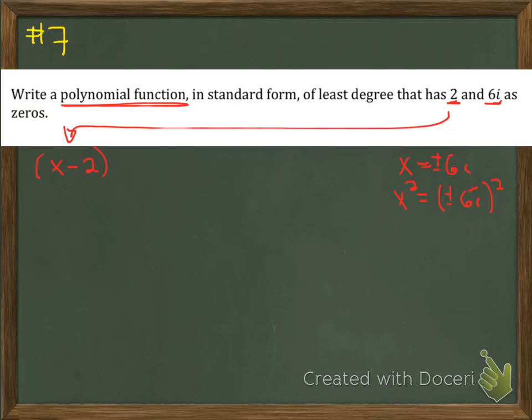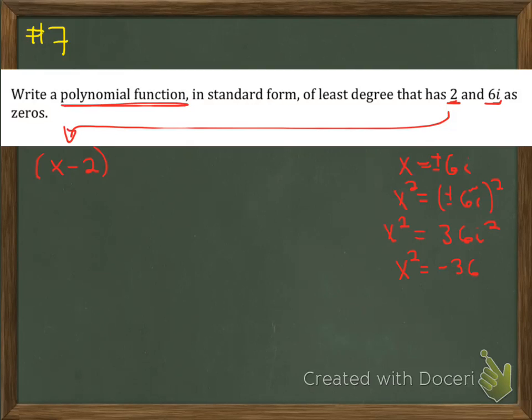So now if we square that, we'll have x squared, and remember we have to square both terms, so we'll have 36i squared. And that plus or minus doesn't affect our answer when we square it, because if we square a positive number, we're going to get a positive, and if we square a negative number, we also get a positive. So now we have x squared equals 36i squared. Well, we know that i squared is equal to negative 1, so we'll have x squared equals minus 36.